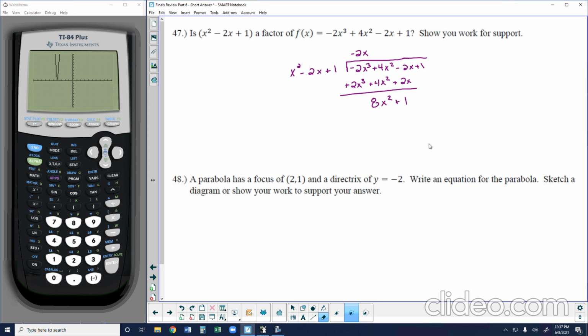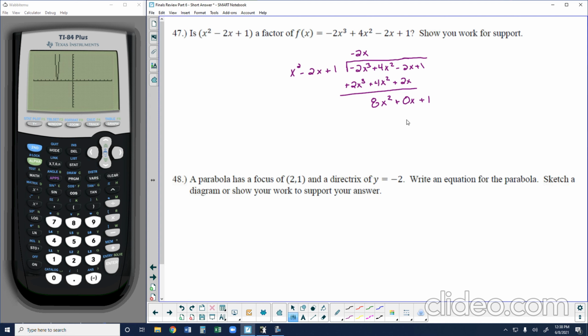Now I would want to go ahead from here and repeat the process. So compare the first term x squared to this term here. I'm going to go ahead and leave this as 8x squared plus 0x plus 1. I'll come back to that. You'll see why in a second.